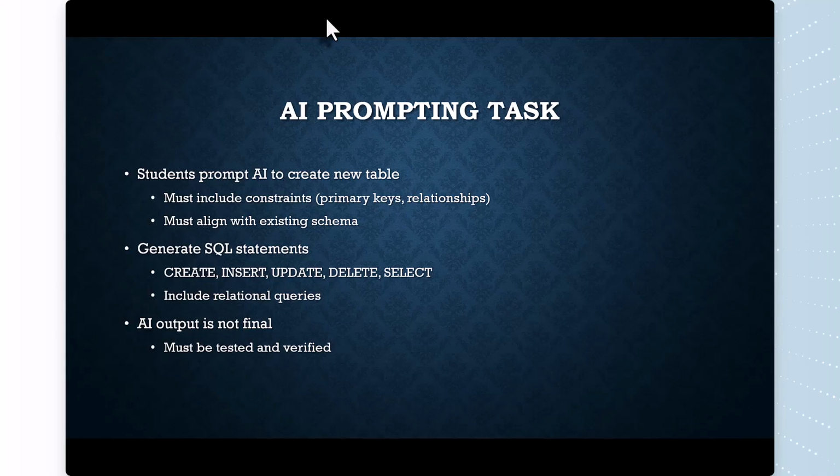It must include some constraints like primary keys and relationships, and it must align with the existing schema. They ask AI to generate some SQL statements for that table: insert data, update that data, delete the data, select what's left.